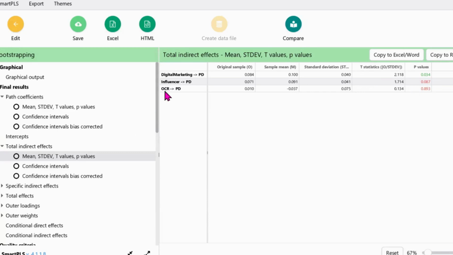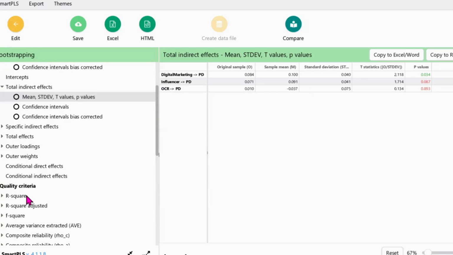Likewise, OCR does not significantly influence purchase decision through FOMO. The indirect effect is 0.010. The p-value is 0.893. This finding suggests that FOMO does not mediate the relationship between OCR and purchase decision.